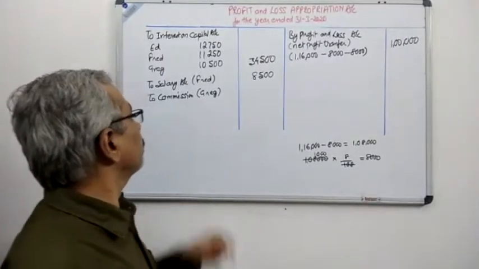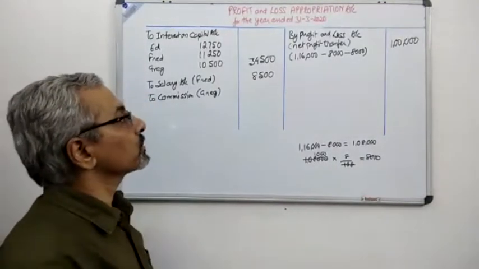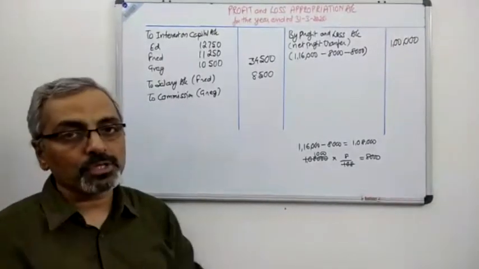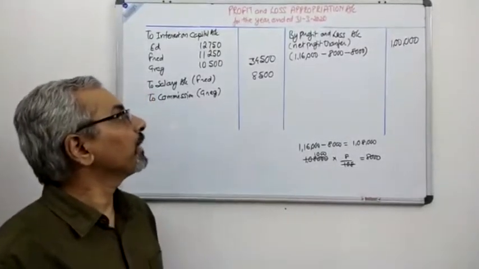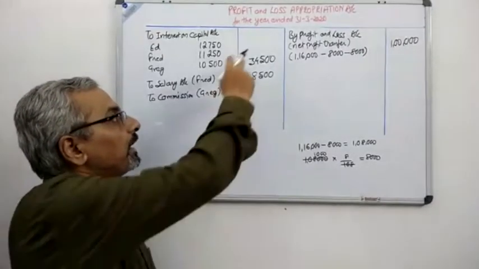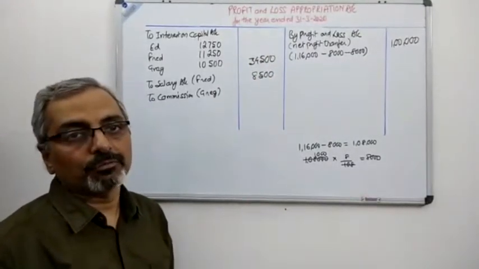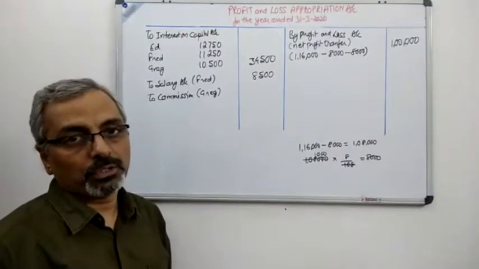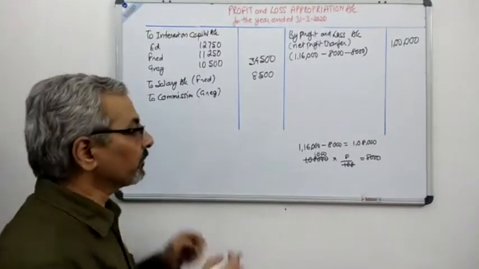Now please see very carefully, the commission has been given to Greg, based on the calculations of these two. Is it clear? Commission to Greg is before charging such commission, so we'll directly find out the percentage. Now please see over here, 1 lakh minus 34,500 and minus 8,500. If we add 34,500 and 8,500, we get 43,000. 1 lakh minus 43,000, we get 57,000.